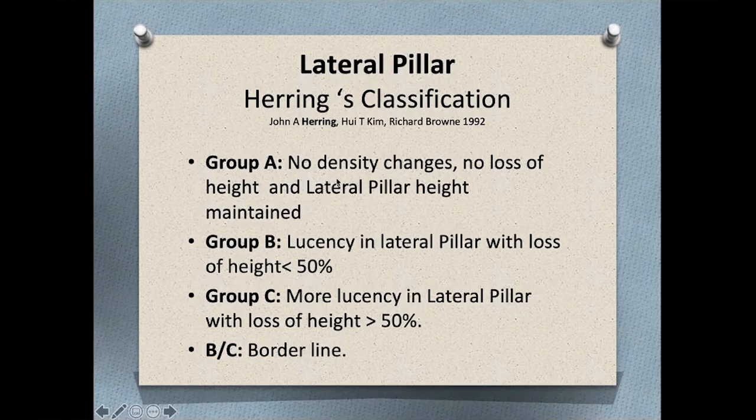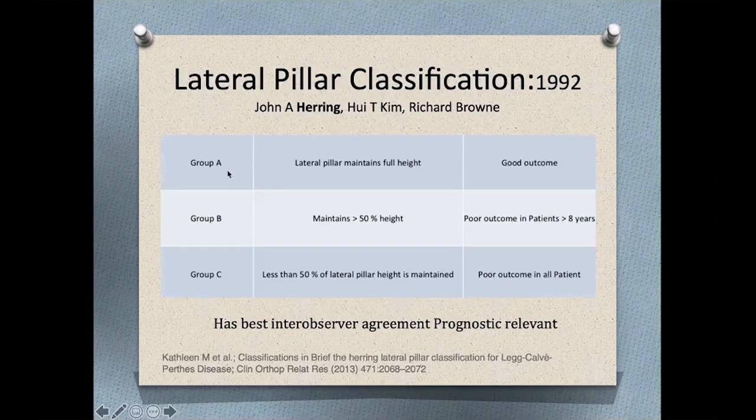So here we can explain group A, the lateral pillar is maintained with full height, good outcome. In group B, the lateral pillar is maintained at 50% height, less than 50% height is lost, more than 50% is saved, and our prognosis is in the midline. But in group C, more of the lateral portion of the head is involved, height loss is more than 50%. So our prognosis is poor. It will produce a saddle type of head. It produces coxa magna. It may produce coxa vara.